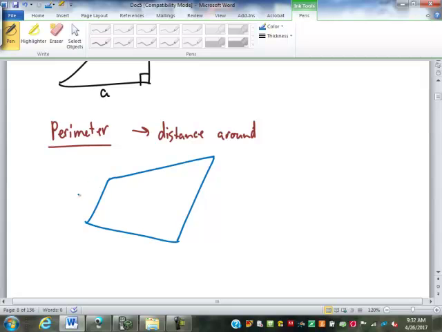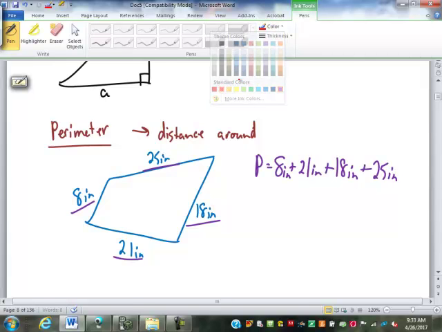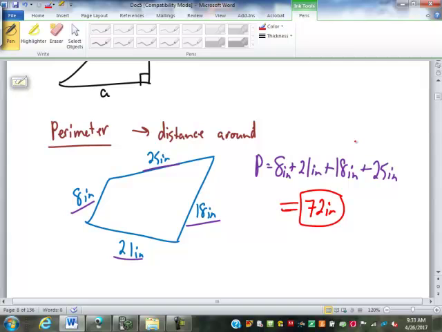So let's say that this figure here is 8 inches on this side, 21 inches here, 18 inches here, and 25 inches there. The perimeter is found by just adding them up. 8 plus 21 plus 18 plus 25. We add those all up, we're going to get 46, 54, 72 inches is our perimeter. So it's just a matter of adding up those sides.